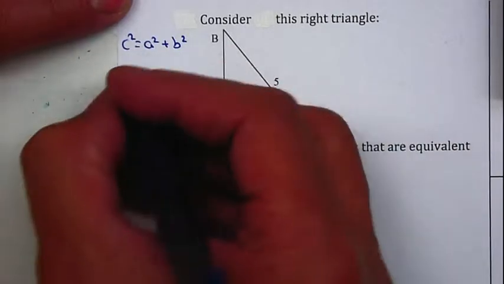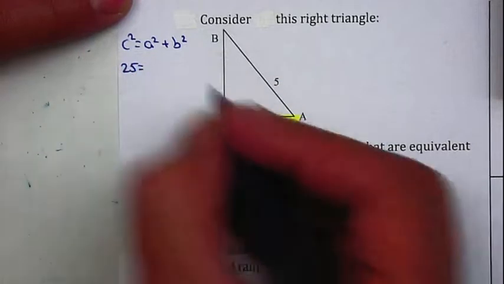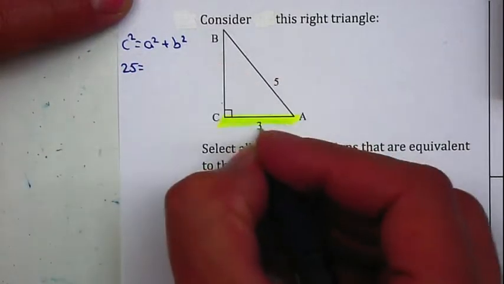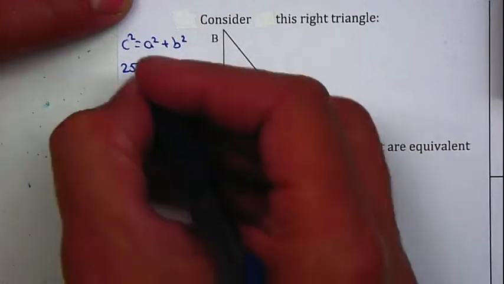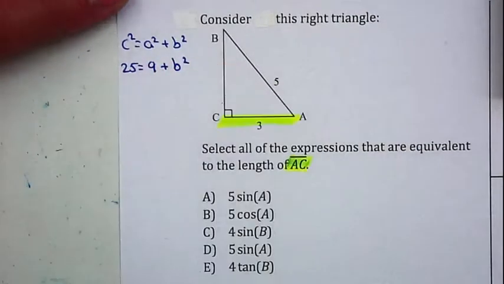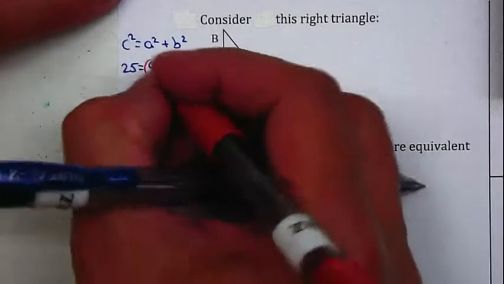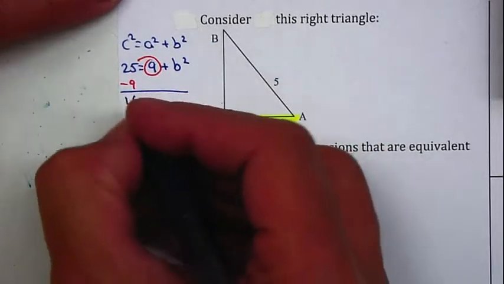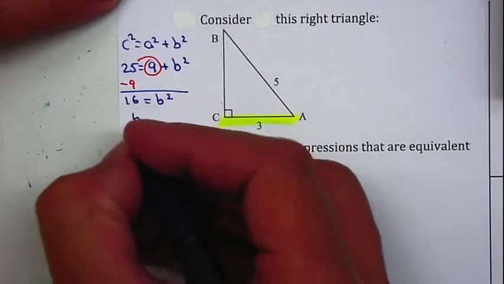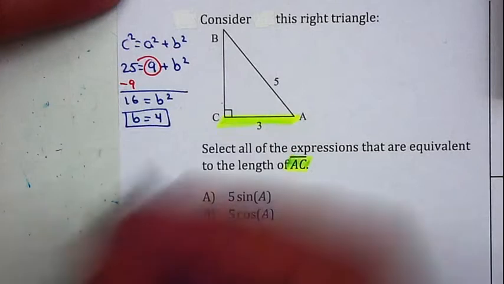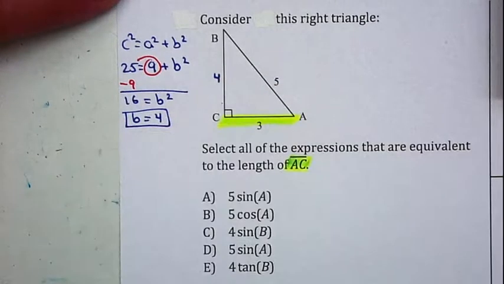C is your hypotenuse, which will be 25. A is either the missing one or the one that's given, either one of the legs. In this case it will be 3 squared, which will be 9, plus B squared. I'm not going to move my 9 to the left because I'd say negative 9. That gives me 16 is equal to B squared. So therefore B will be equal to 4. Take the square root on both sides, end up with 4. So therefore BC is equal to 4.